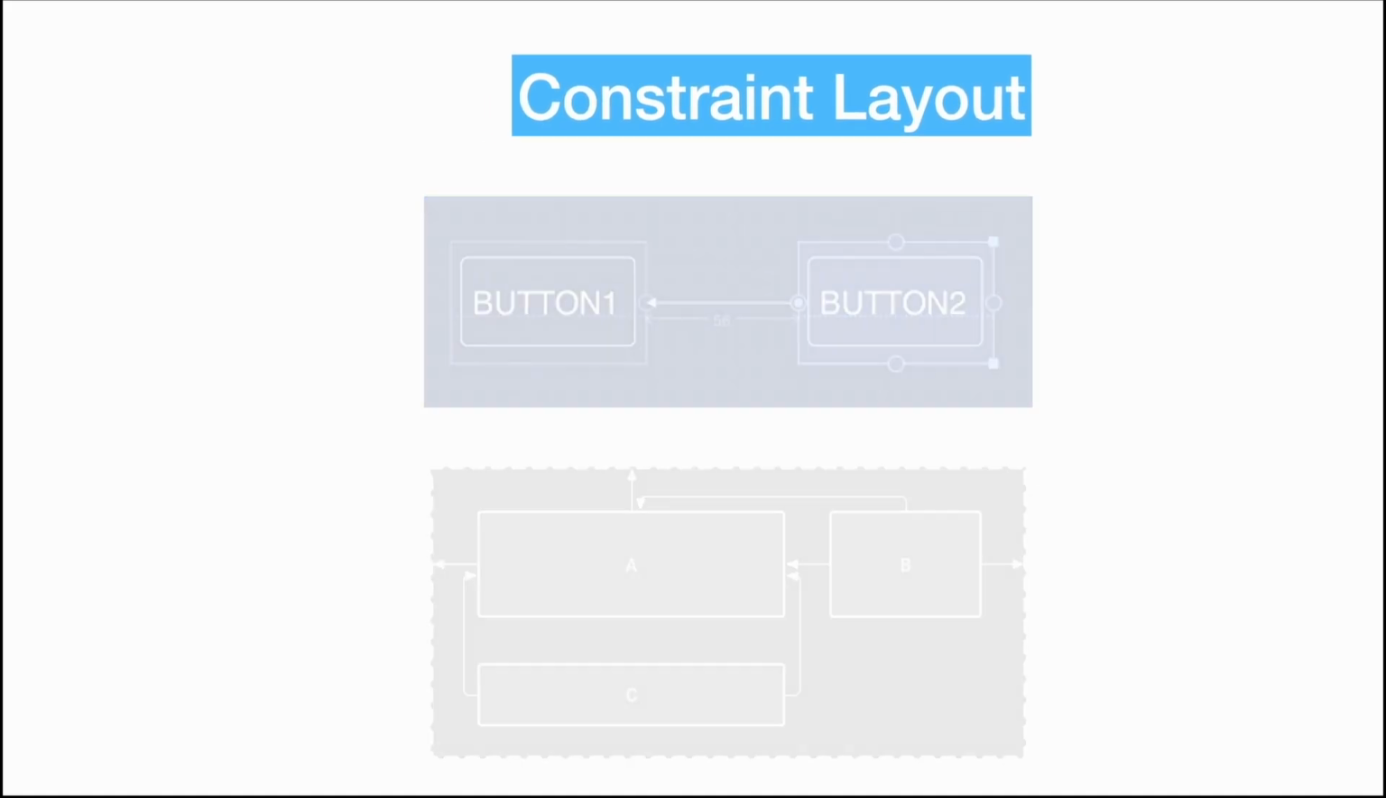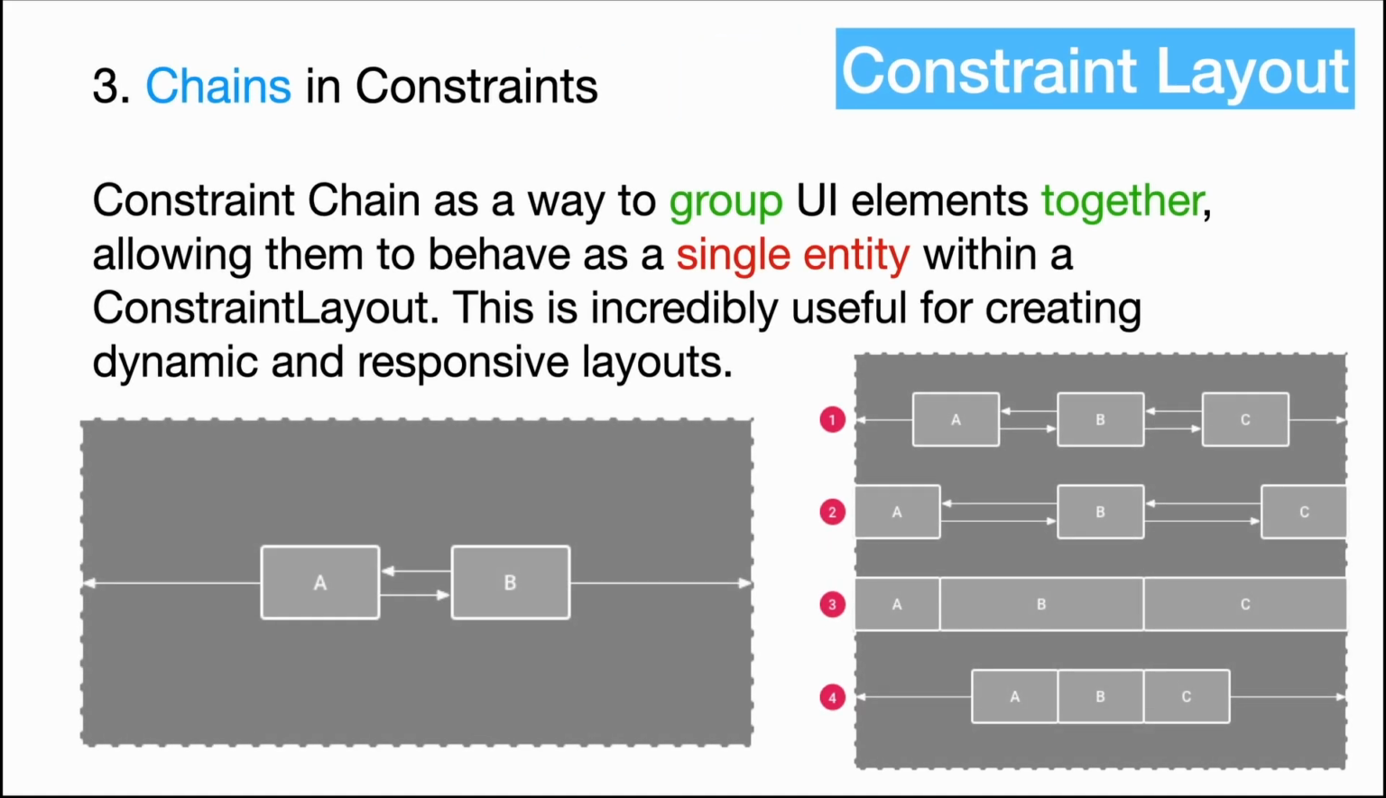So what exactly are constraint chains? Imagine you have a set of UI elements that you want to arrange in a row or column, but you want them to behave as a single entity. That's where constraint chains come into play. So basically, it is a way to group UI elements together and allow them to act as a single entity within a constraint layout. This is mostly useful for creating dynamic and responsive layouts. Let's dive into some code to see how we can create and use constraint chains.